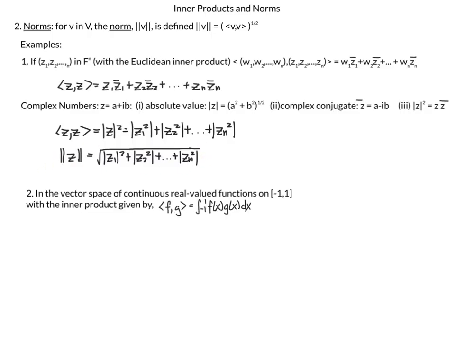For our next example, we're going to look at the space of continuous real-valued functions from -1 to 1, and we're going to define the inner product of function f with g as the integral from -1 to 1 of f of x times g of x dx. Then taking the inner product of f with itself, we have the integral from -1 to 1 of f of x times f of x dx, which tells us that the norm of f is equal to the square root of the integral from -1 to 1 of f of x squared dx.